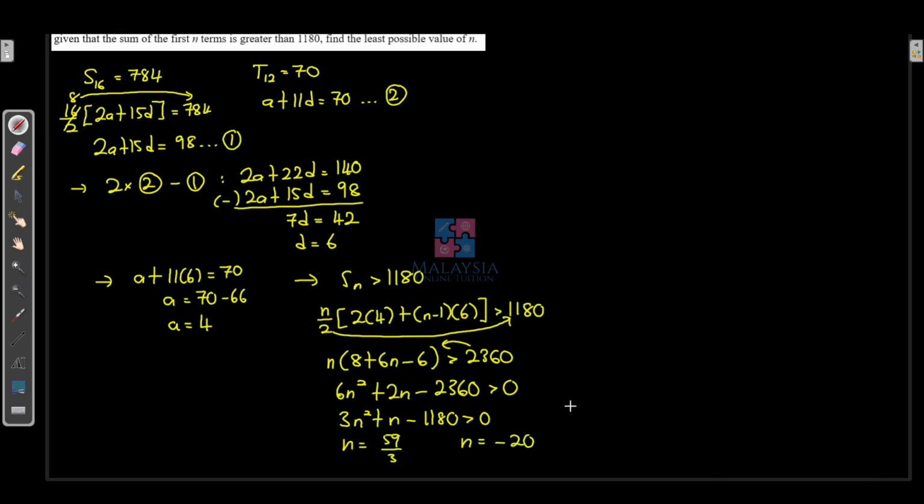So we can represent this like this, a minimum quadratic graph. And then on the left is the negative 20, and on the right is your 59 over 3.